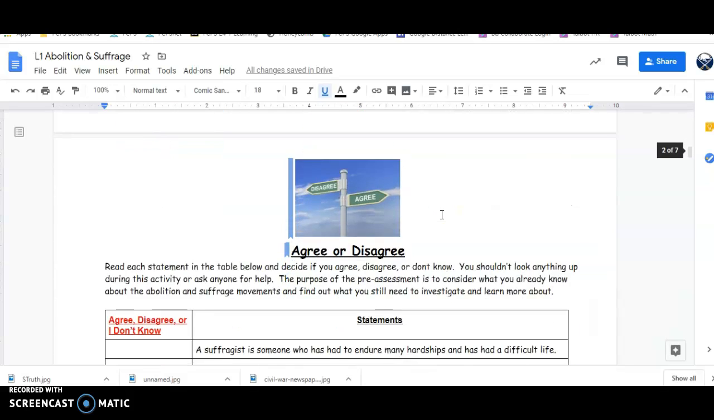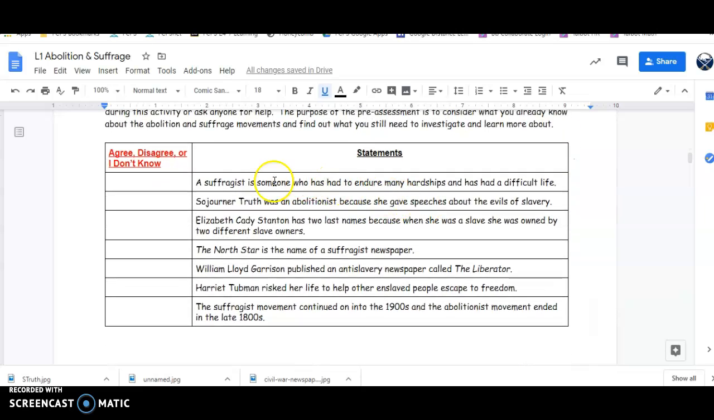So to start off, it's agree or disagree. Read each statement. And if you agree with it, type agree. If you don't know, you can write I don't know. And if you know it's false, if you know it's not true, feel free to write disagree.